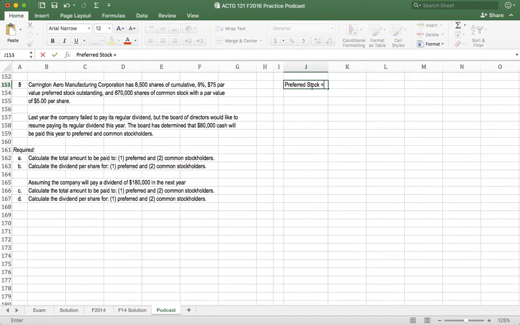A little brief overview. If a stock is cumulative, that means that the company has an obligation to pay prior year dividends. And that's what this problem is about. So, first and foremost, let's calculate the dividend obligation for preferred stock. How do we do that? Well, we take the par value, and in this situation, the par value is $75. We multiply that by the percentage, which is 9%.